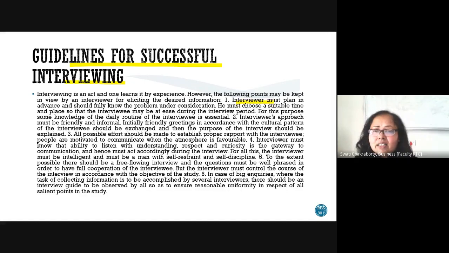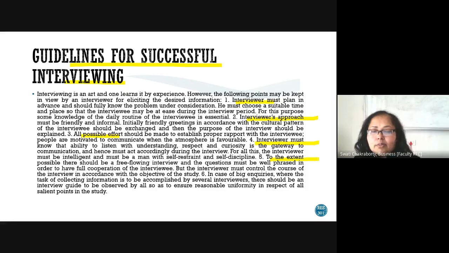Interviewer must plan in advance and should know the problem under consideration. The interviewer's approach should be friendly and informal. All possible efforts should be made to develop a good rapport with the interviewee. The interviewer must know that the ability to listen with understanding, respect and curiosity is the gateway to communication, right? So have to be patient, have to learn to listen.